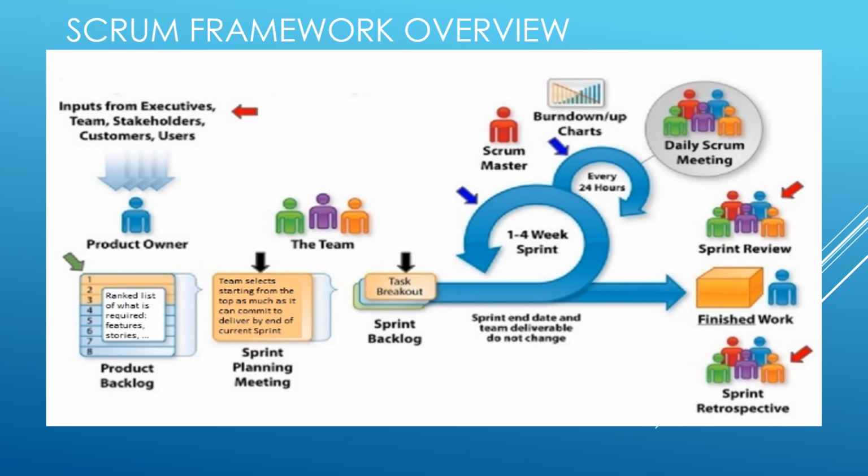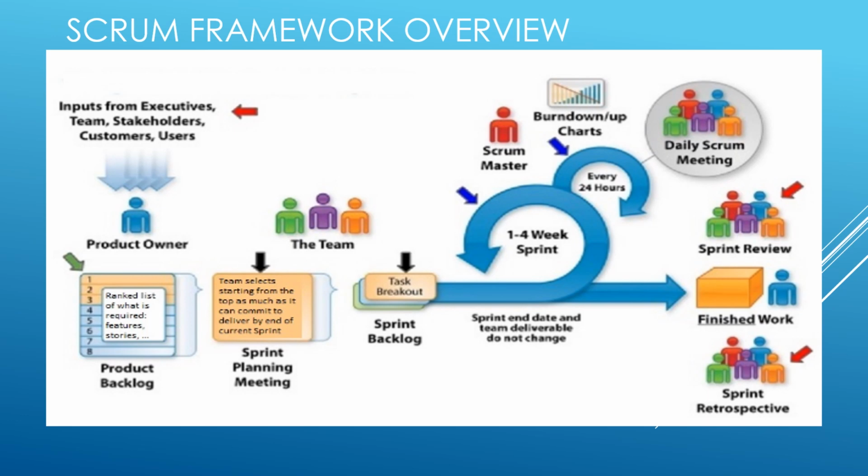The final event in a sprint is the sprint retrospective. It is to plan ways to increase quality and effectiveness. The sprint retrospective concludes the sprint and it is time boxed to a maximum of 3 hours for a 1-month sprint, and for a shorter sprint it will be shorter.